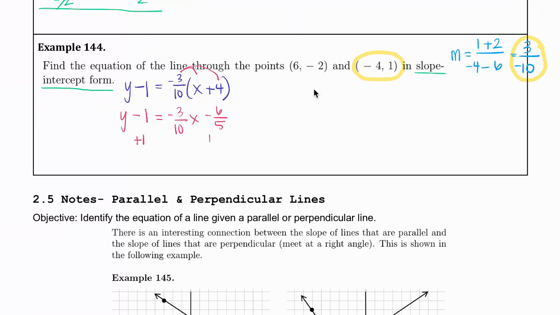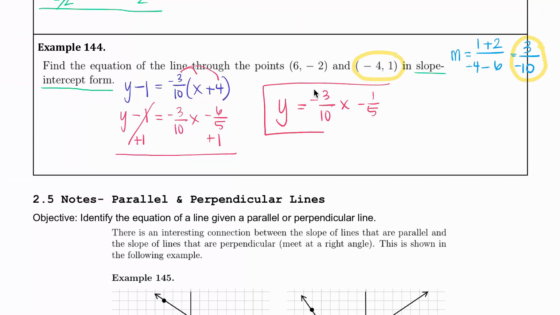We're going to add 1 to both sides to isolate that y, and we end up with y equals negative 3/10 x. Negative 6/5 plus 1 is going to give me minus 1/5. So this one would be a little bit more difficult to graph using slope-intercept form, but that's the equation of the line in slope-intercept form. So now we know how to write the equation of a line if we're given our slope and a y-intercept, or if we're given our slope and a point. Or in this case, if we're just given 2 points, and that's using our point slope formula.